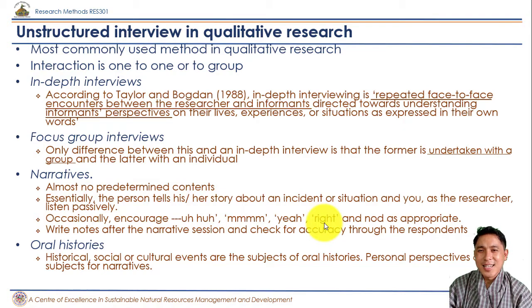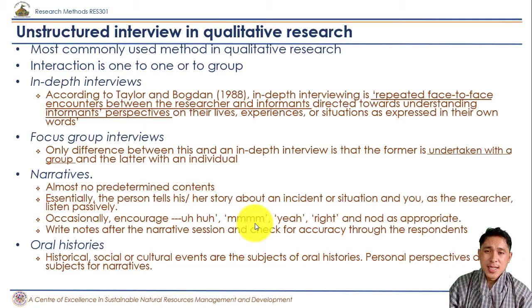So that's again unstructured, because encouragement such as these words are not reflected in your interview schedules, and sometimes out of narration people may forget some things, and again you may want to remind them. So that kind of active pushing of the respondents may happen sometimes, but most of the time, the researcher will listen passively.